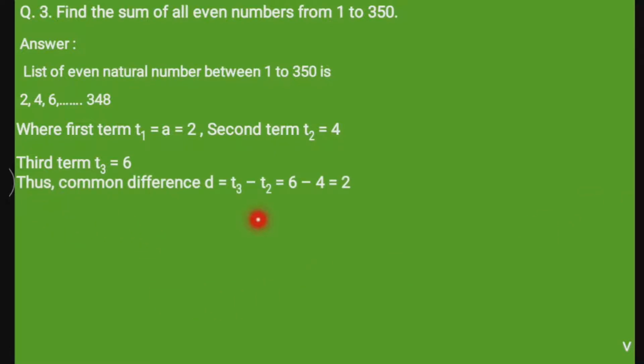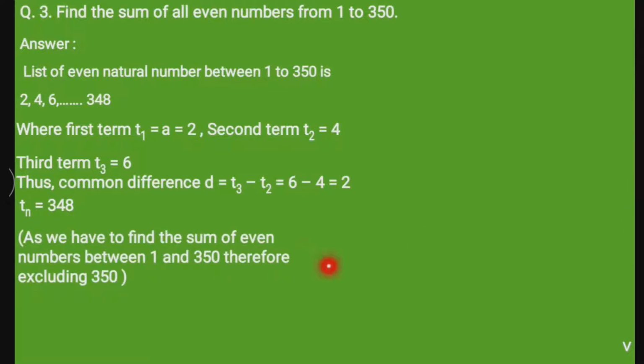Here we calculate the common difference. So we use the formula d is equals to t3 minus t2. So 6 minus 4 we get 2. So d equals to 2. Here last term is 348. So we write tn equals to 348. As we have to find the sum of even numbers between 1 and 350, therefore excluding 350. So we write here reason why we take first term as 2 and last term as 348.